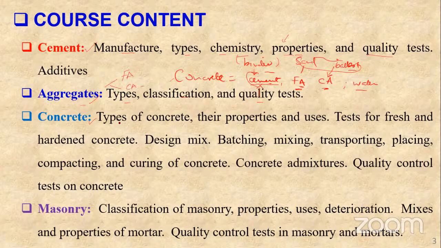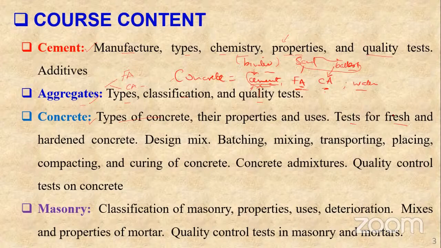Now, concrete, of course, we are going to end up with different types of concrete based on how we are going to mix these ingredients, the cement, the fine aggregate, and the coarse aggregate. And of course, the type of cement that we use, we are going to see the different types of cement, the properties of concrete, and how to conduct tests on fresh and hardened concrete. Fresh is concrete that is still in plastic state, okay? It has not hardened, it's not rigid.